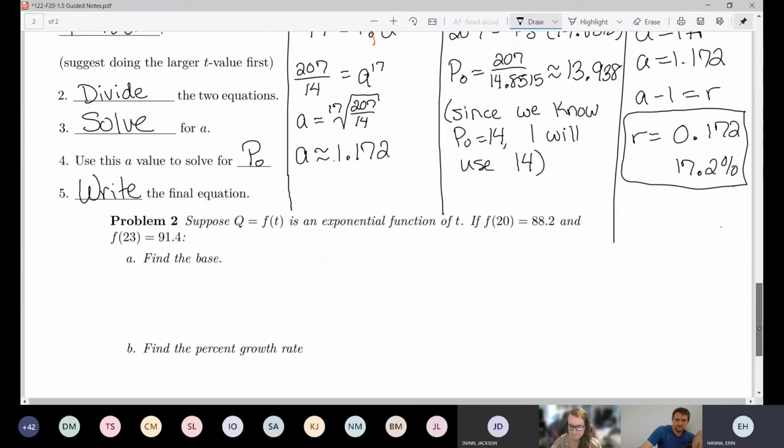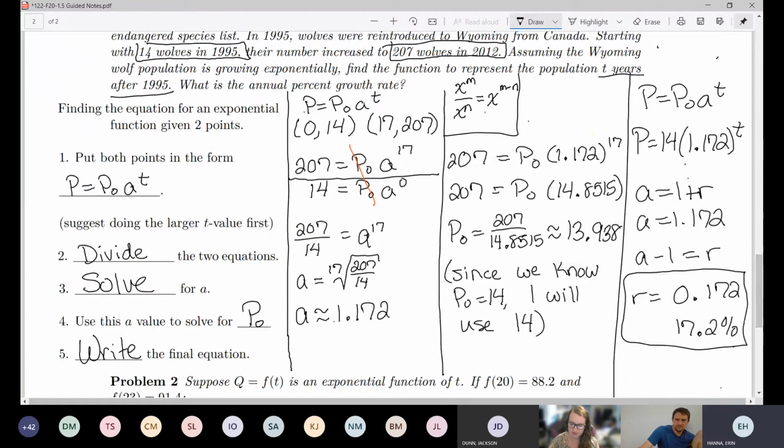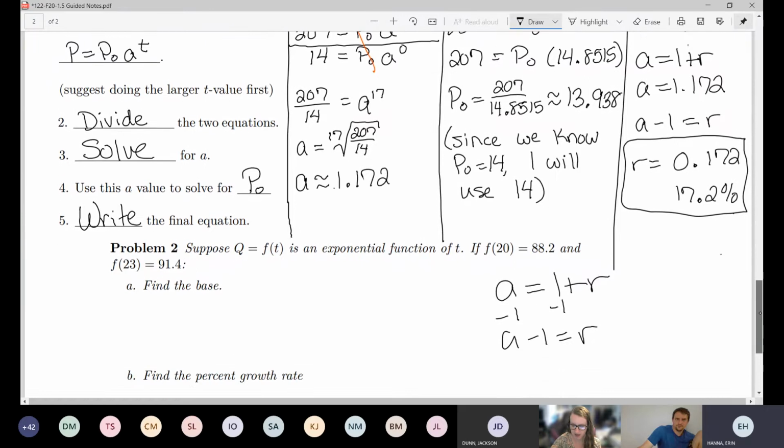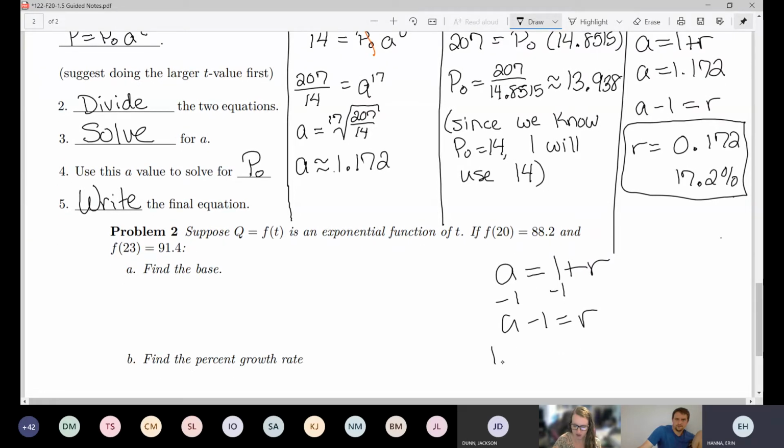Why did you subtract the 1? So let me actually scroll down a little bit. So A is 1 plus R, but R is the thing I want, so I have to get R by itself. To get rid of that 1, I can subtract 1 from both sides to get that A minus 1 equals R. So then I can just take my A value, because A is what I knew. I knew that A was 1.172. If I subtract 1 from that, that will give me my R value. Does that make sense? Yes, thank you.